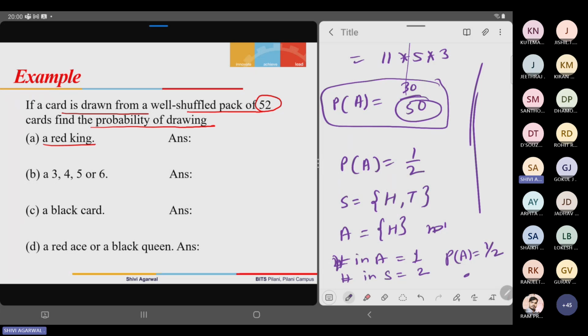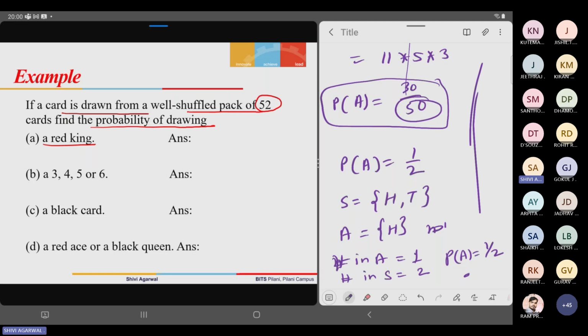I don't have the card right now. Just give me one example. Firstly, I will give the example, then I will move. Okay, but I know that there are 52 cards.